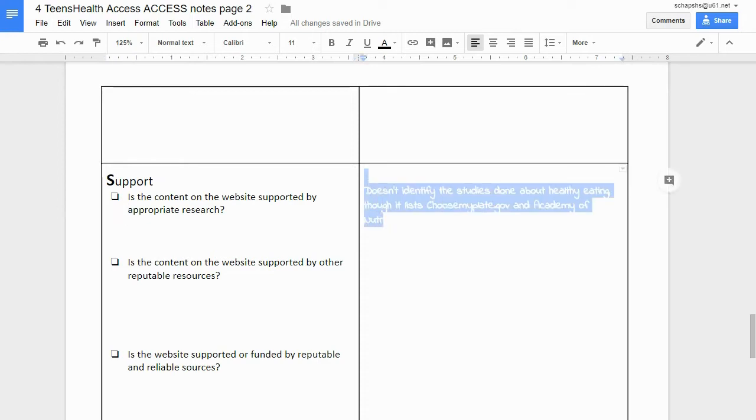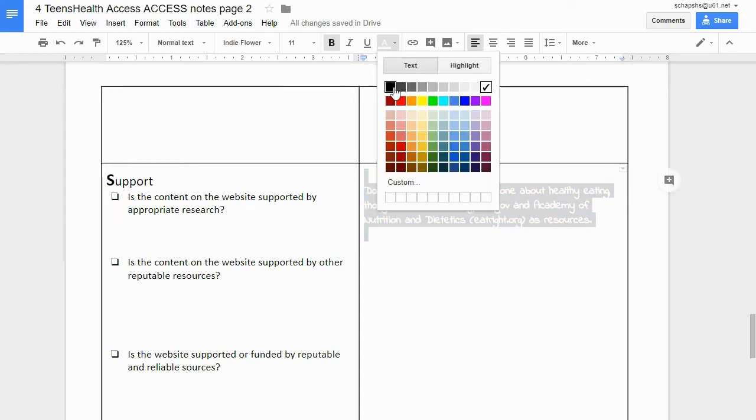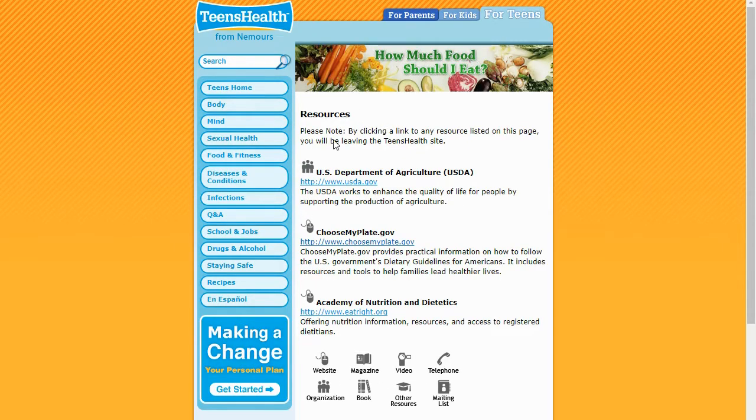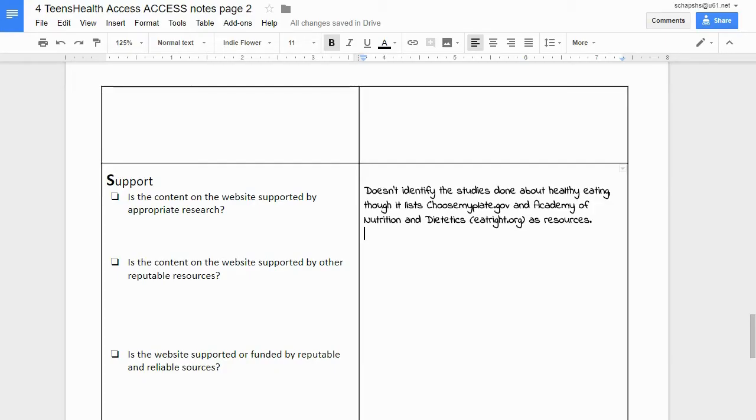So in my checklist, I want to make a note for myself that the teenshealth.org site doesn't do a very good job of identifying the studies that were done about healthy eating, although it does list a couple of websites as resources. So I wouldn't check this one off myself because I'm not totally sure that these resources are where the author got their information. I think they might just be resources for more information. And the author certainly isn't listing any specific research that's been done. And that's what we're asking for here.